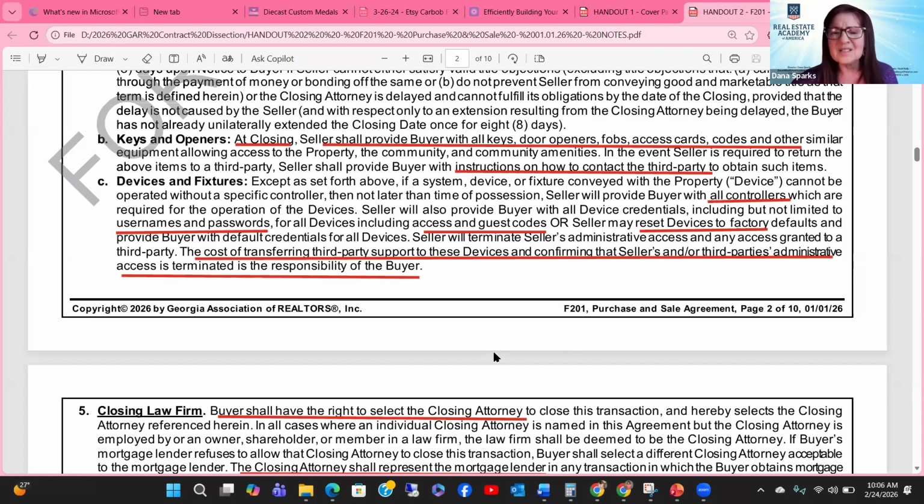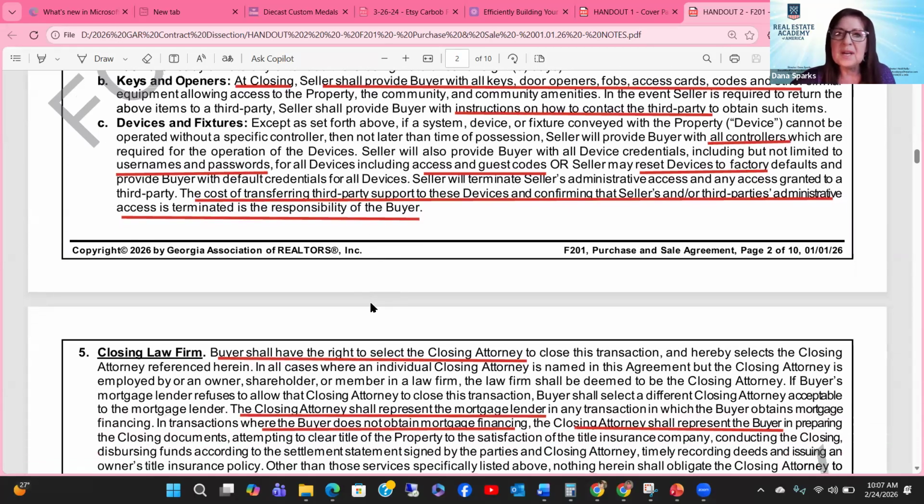Devices and fixtures. Our houses nowadays have so many gadgets that GAR has now addressed this in the purchase and sale agreement regarding everything that is controlled electronically, and perhaps the owner can open and close the garage door via an app on their phone, or lock or unlock the door, or turn on and off the air conditioning or the heat, things like that.